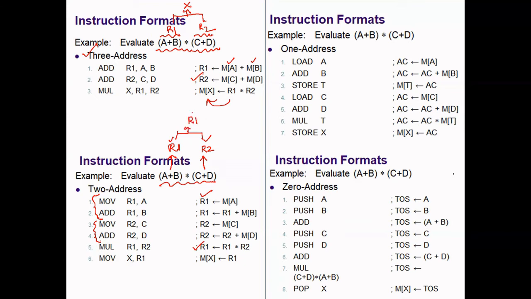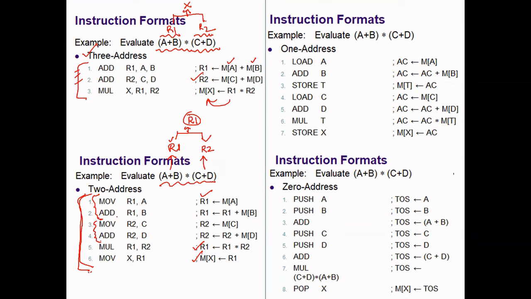Now we need to store this result in X location. That means move X comma R1. R1 whatever the result, that is moved to X location. This is the operation. So if you observe this, all this is two address only. If you observe this one, all instructions are three address instructions. If you compare these two, it will take only less number of instructions, only 3, but here 6 instructions taken. Even though the instructions are simple, it takes a long program.